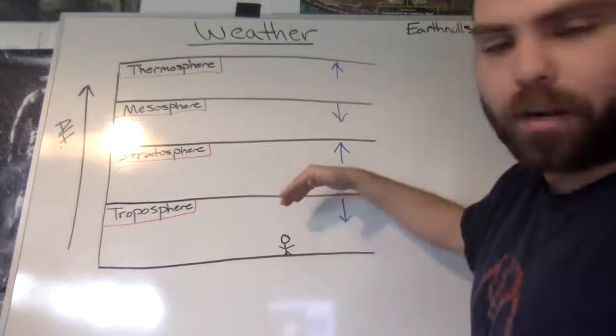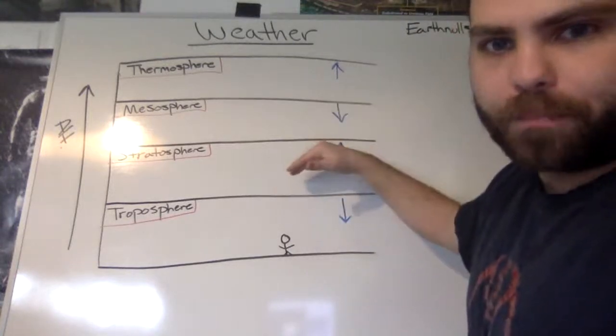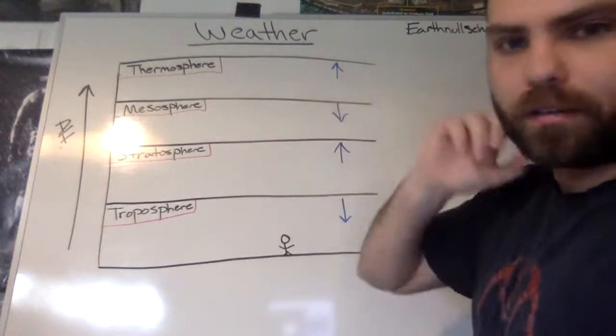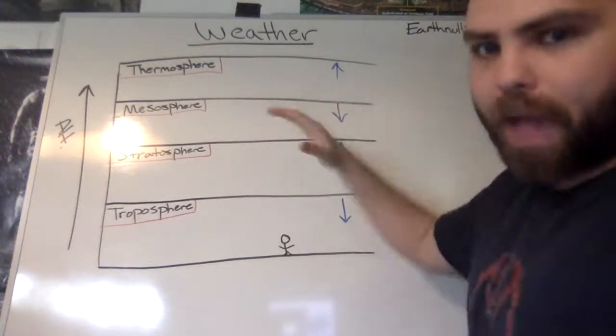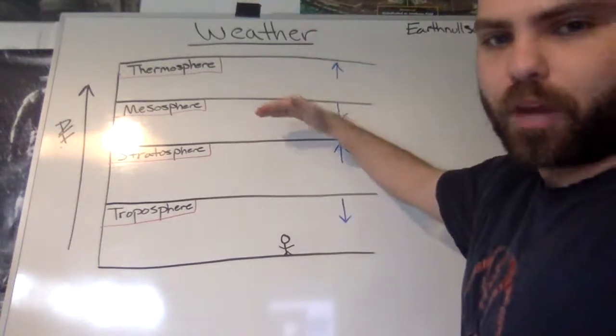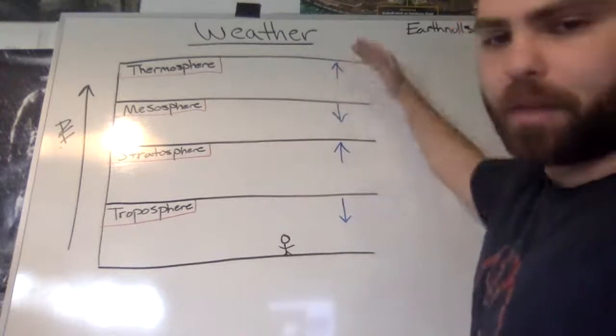This is like when you're in a plane and your ears pop, or if you're riding a roller coaster and you go up and down, sometimes you feel it in your eardrums. As you go up in altitude, you decrease in pressure. That's consistent. It doesn't flip-flop every layer.